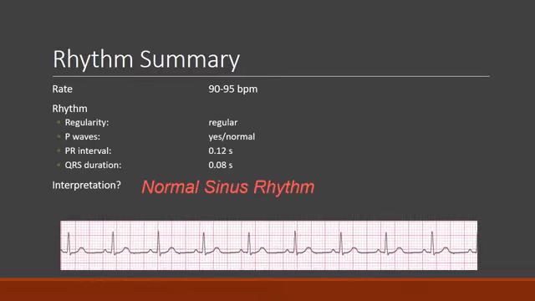So the summary here, we can see the rate is somewhere between 90 and 95 beats per minute. We can see the rhythm is regular, the P waves are normal. The PR interval is normal, and the QRS duration is normal as well. So this would be a normal sinus rhythm pattern that we see.